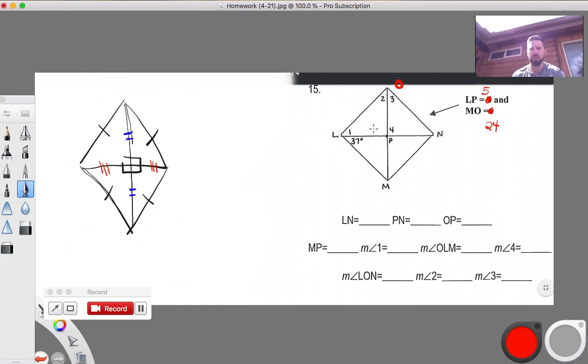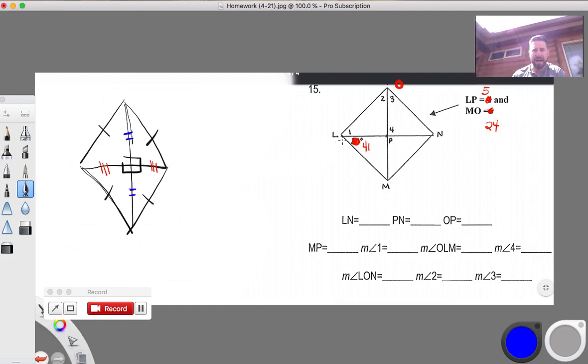Okay, that's what we're going to do here, and we're going to kind of go through this problem together. I'm actually going to change this 37. Let's change it to like 41 degrees. Now what I want you to do is take a second. I want you to press pause and copy this entire thing down right here so we have our notes. Given LP is 5, MO is 24, we change this to 41 degrees, and we're going to go through this together. Now press play.